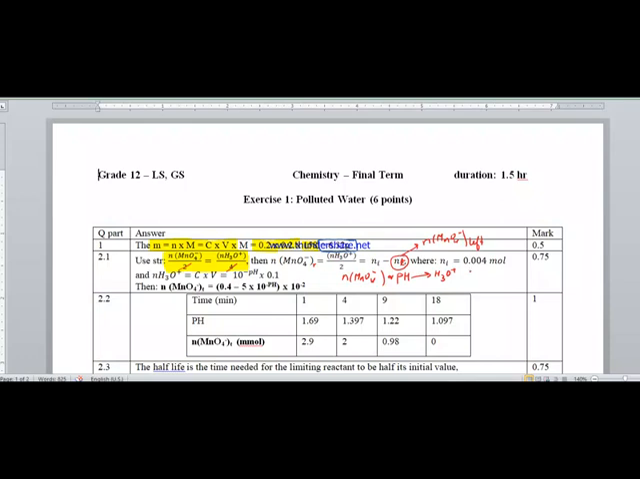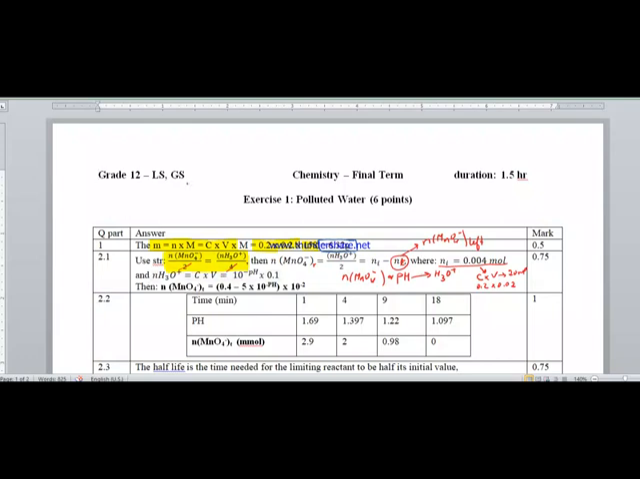And n initial, how do we calculate the initial number of moles? By C times V, with C equal to 0.2 and the volume is 20 milliliter, which is 0.02 liter. We obtain a number of moles of 0.004 mole.